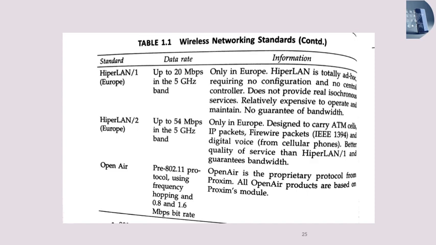Then HyperLAN 1, that is available in Europe. The data rate is up to 20 Mbps in the 5 GHz band, only available in Europe. HyperLAN is totally ad hoc, requiring no configuration and no central controller. Does not provide real isochronous service, relatively expensive to operate and maintain, and does not provide any guarantee for its bandwidth.